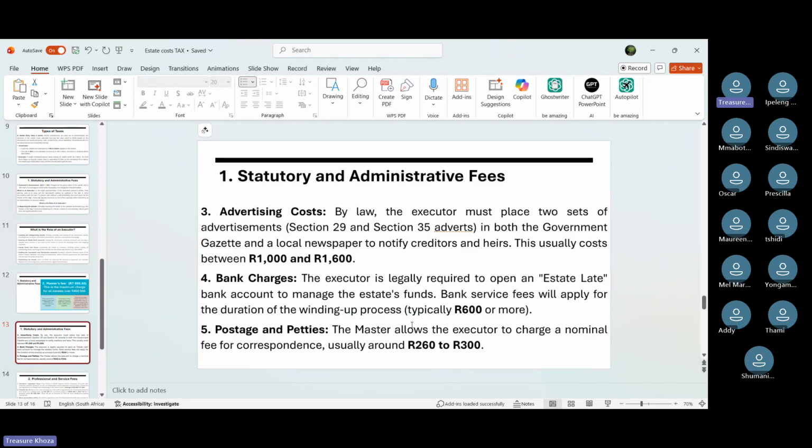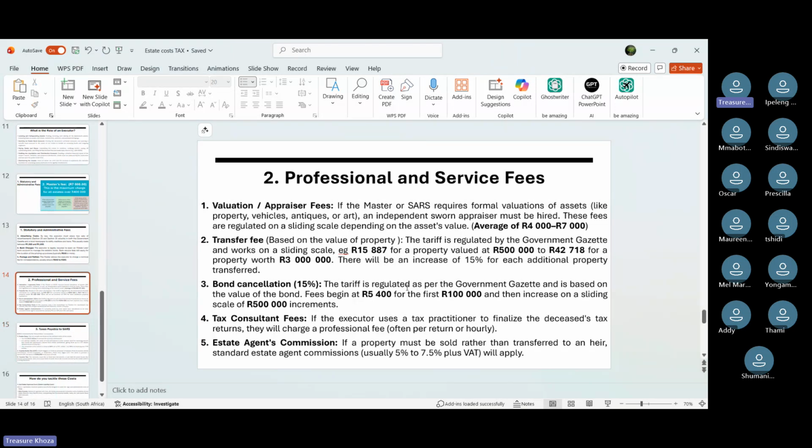So now we have the second category of fees or charges, called professional and service fees. The first one is the valuation or appraisal fees. If the Master or SARS requires a formal valuation of assets like your property, your vehicle, and artwork, an independent appraiser must be hired. These fees are regulated on a sliding scale depending on the asset value. So the average is 4,000 to 7,000.